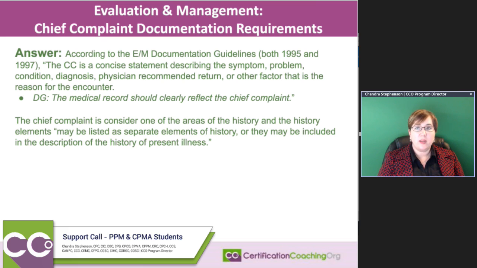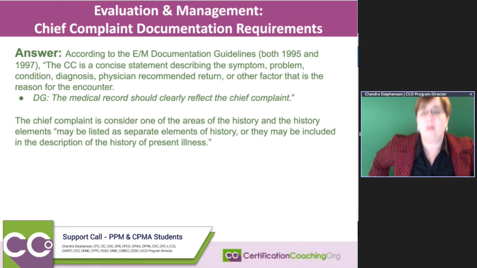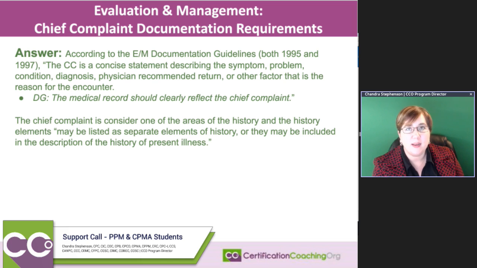When we look at those, both the 95 and the 97, the history elements are the same, with the exception of the status of 3 chronic conditions for HPI, but we're not going to get into that. We're focused on chief complaint right now. The chief complaint is defined as a concise statement describing the symptom, the problem, the condition, the diagnosis, the physician recommended return, or the other factor that is the reason for the encounter. Sometimes called the reason for encounter, this is physician work. It should be documented by the physician. Typically, it's included as part of the HPI.